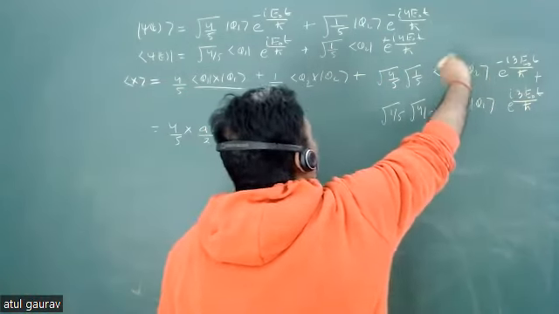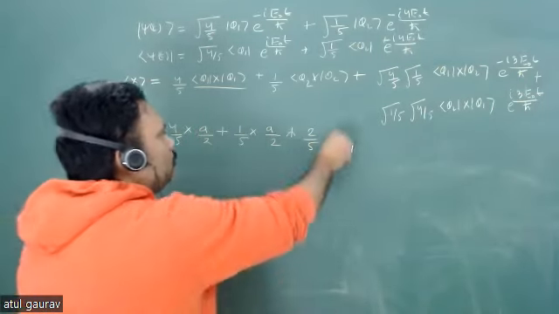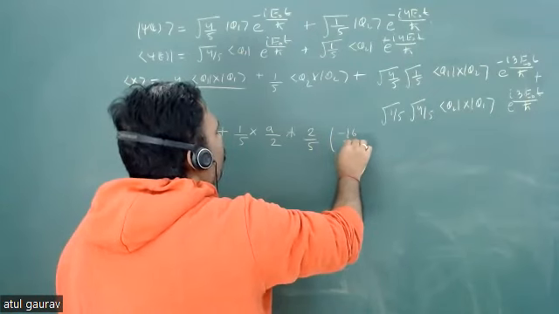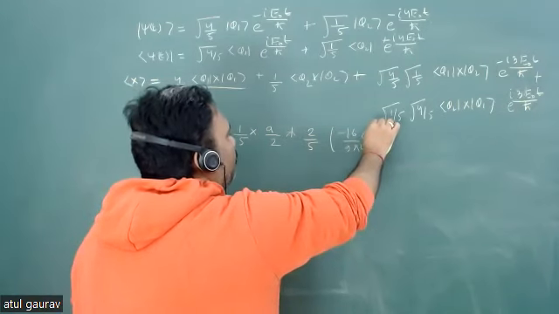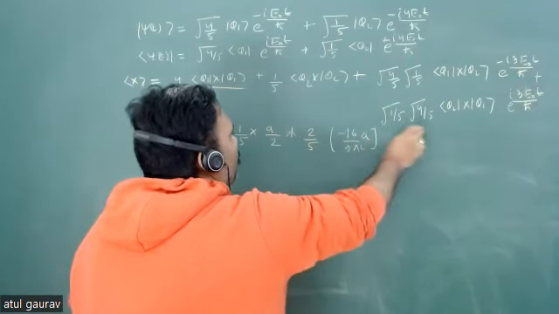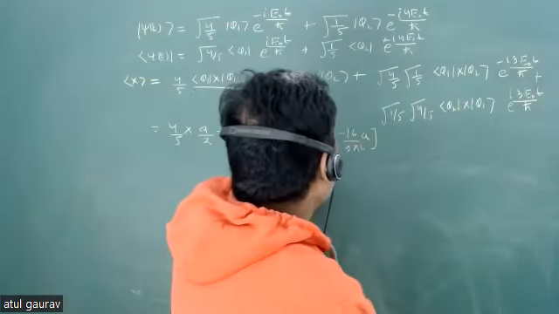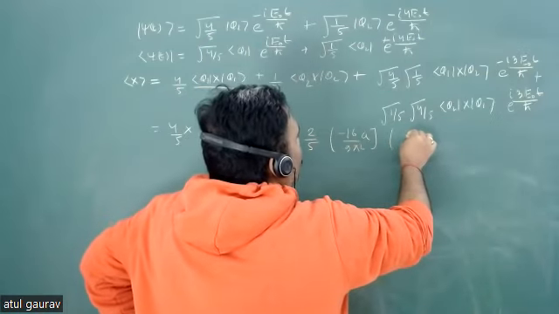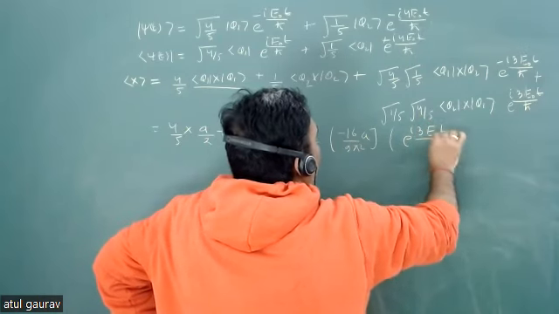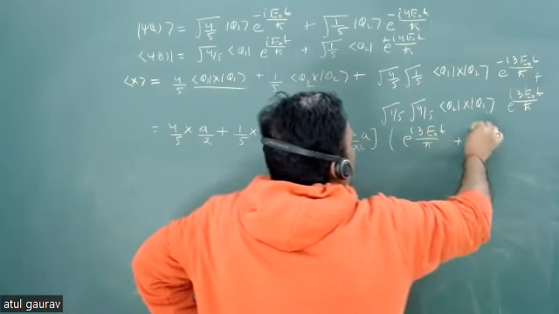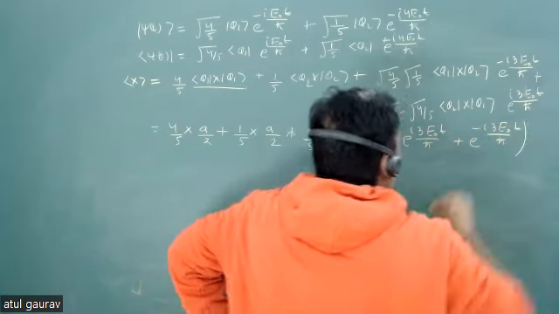What will be? ये इंटीग्रेशन क्या हो जाएगा आपका? अभी तुरंत किया था. कितना था? -16 upon 9 pi square into a. यही था ना? Yes, sir. ठीक है. ये दोनों इंटीग्रेशन सेम ही होगा. और ये कोफिशिएंट भी बाहर आ जाएगा. तो आपके पास क्या हो गया? e to the power i 3 e naught t upon h cut plus e to the power minus i 3 e naught t upon h cut.